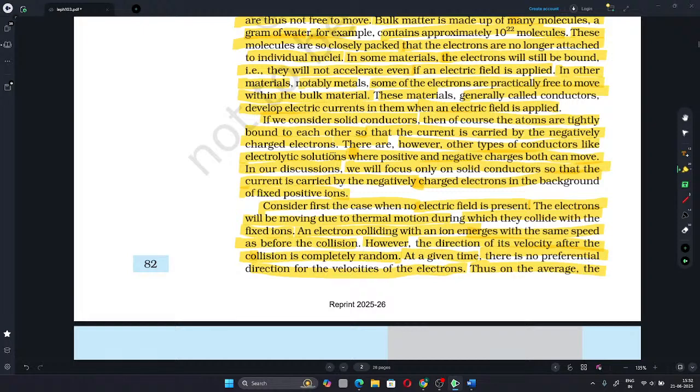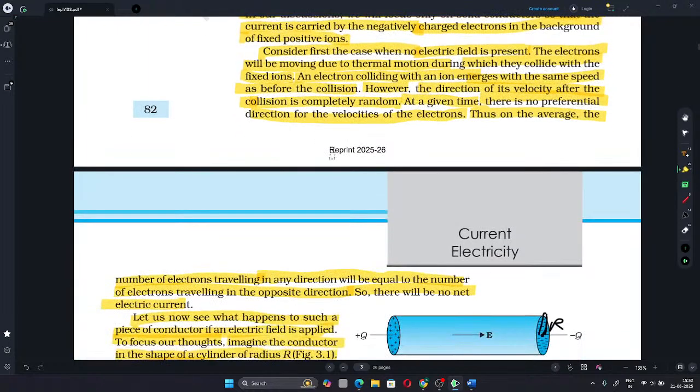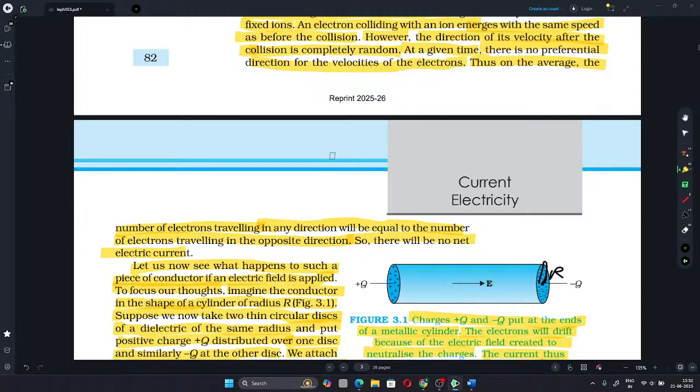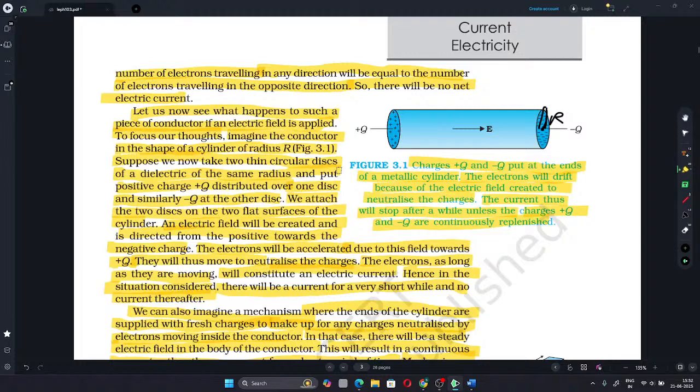Consider first case when no electric field is present. The electron will be moving due to thermal motion due to which they collide with the fixed ions. An electron colliding with an ion emerges with the same speed as before the collision. However, the direction of its velocity after the collision is completely random. At a given time, there is no preferential direction for the velocities of the electron. Thus, on average, the number of electrons traveling in any direction will be equal to the number of electrons traveling in the opposite direction. So there will be no net current.